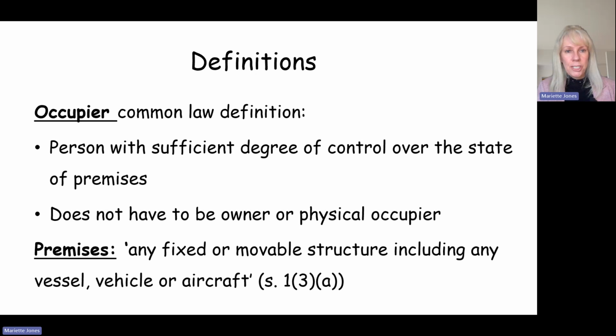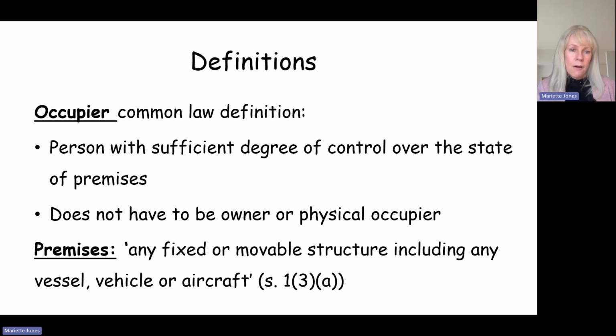There are a number of definitions that you need to know in order to understand how this tort works. Firstly, who do we regard as an occupier? The law regards an occupier as a person with sufficient degree of control over the state of the premises. So take note that this could be somebody other than the owner or even somebody other than the physical occupier. So, for instance, it could be a landlord or a tenant.